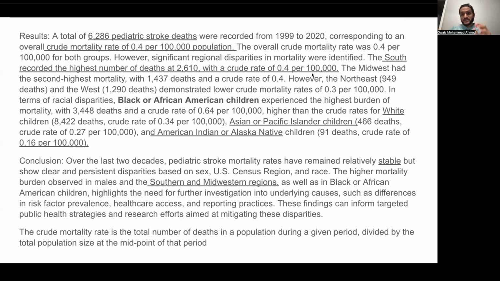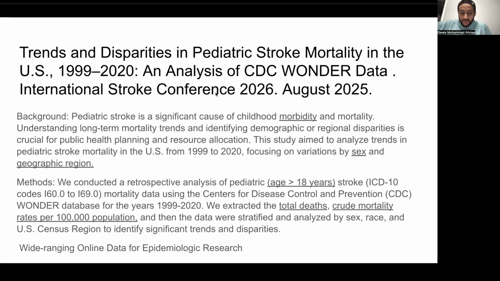Our study was trends and disparities in pediatric stroke mortality in the United States from 1999 to 2020. It was an analysis of CDC, the Centers for Disease Control, wide-ranging online data for epidemiology research. It's going to be submitted to the International Stroke Conference in 2026, and this is essentially looking at childhood mortality, morbidity, and long-term trends. We look at the individual sex, and we use geographic areas.